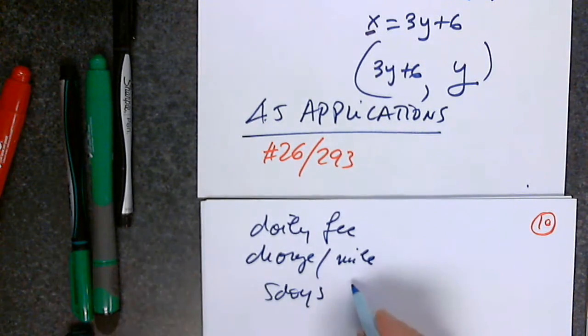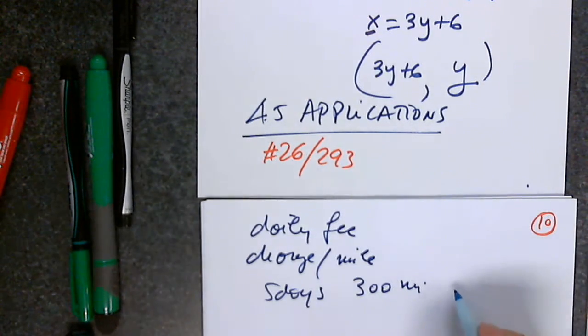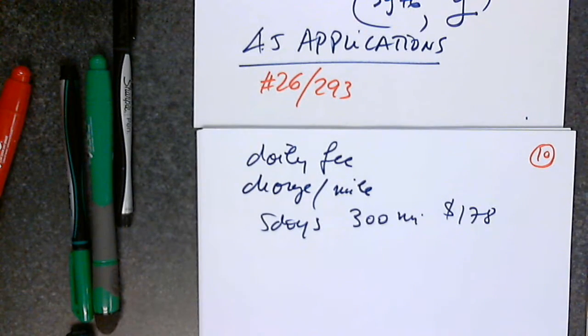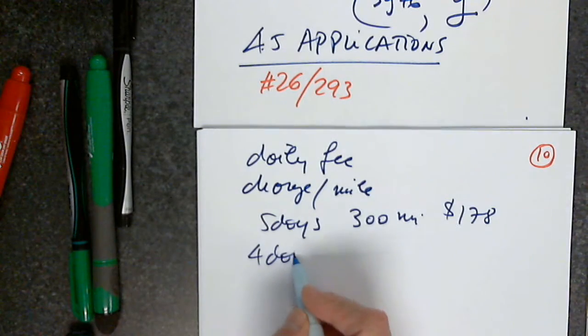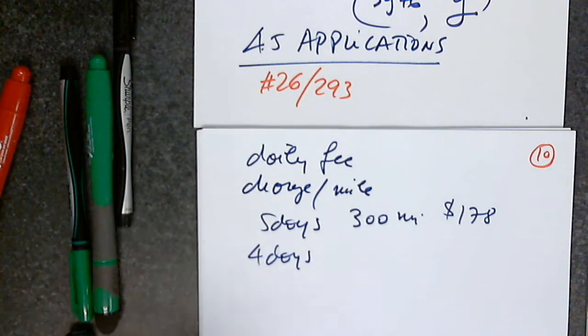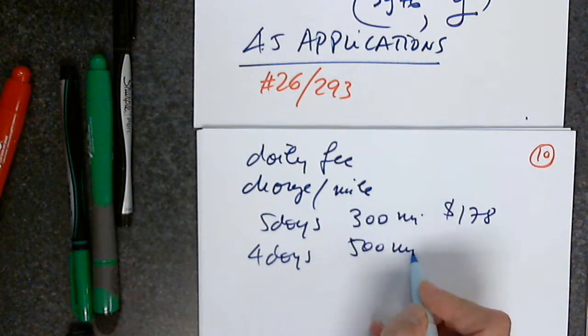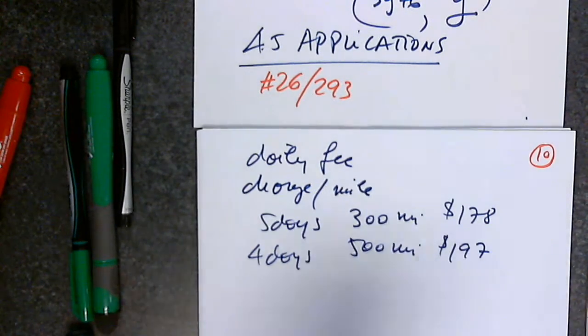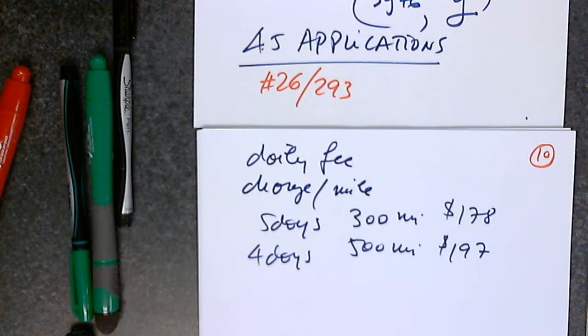and driven for 300 miles cost her $178. While the same model car rented for 4 days and driven for 500 miles cost her $197. Find the daily fee and find the mileage charge.